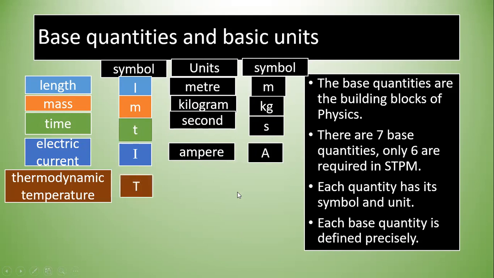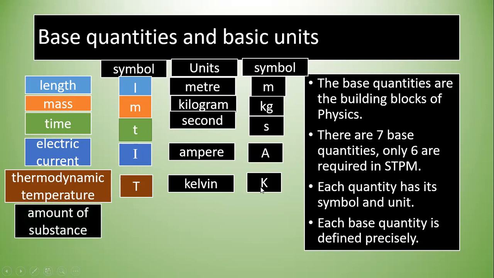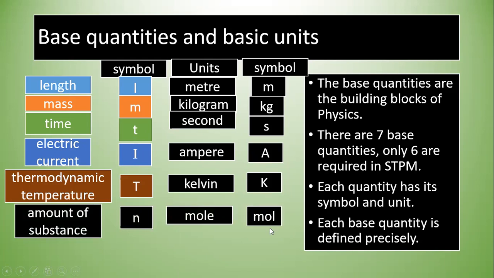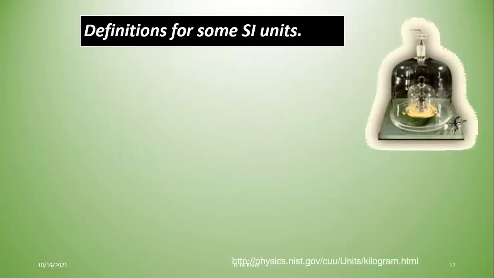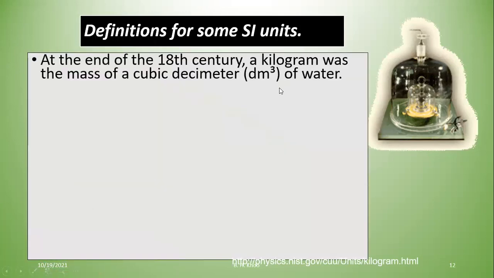Thermodynamic temperature, capital T. Kelvin, same, name of a person, small k, and capital K is the symbol or short form. And amount of substance, mole, right? Short form, mol. Of course, the 7th one is light intensity, which you don't need to know. But still, it's I, for intensity. Candela, cd. Right? So the last one you don't need to know. This is just for your info. Don't need to bother about it.